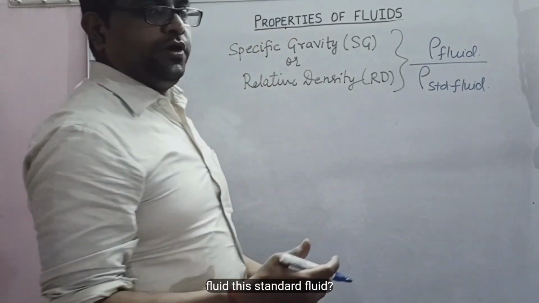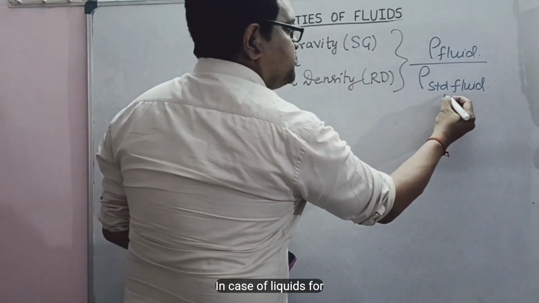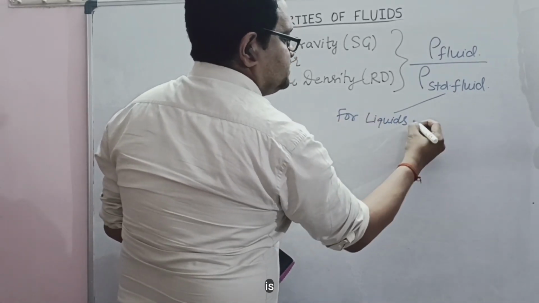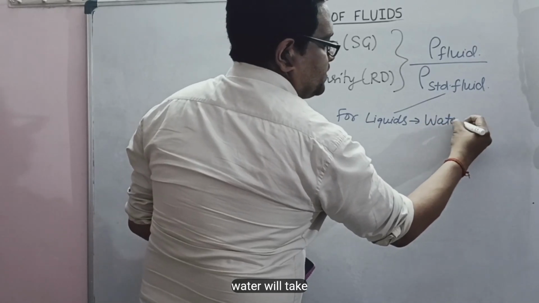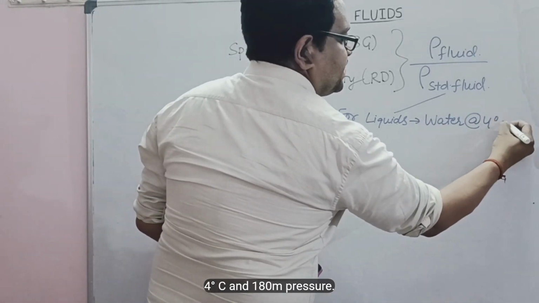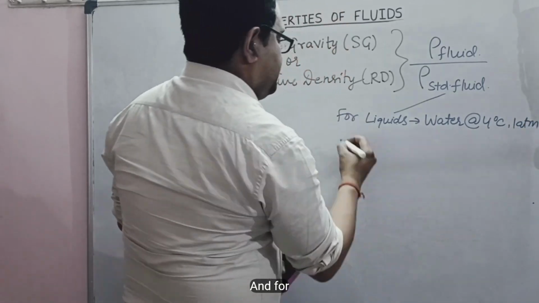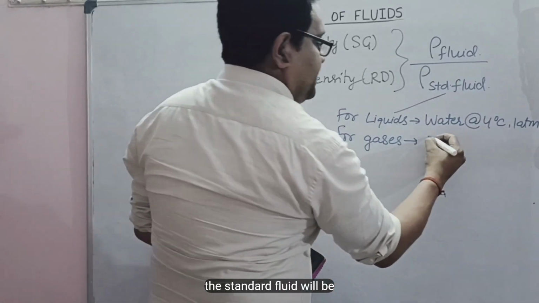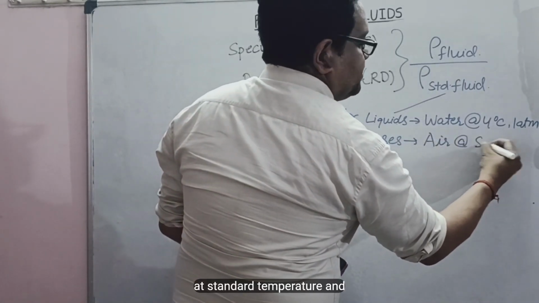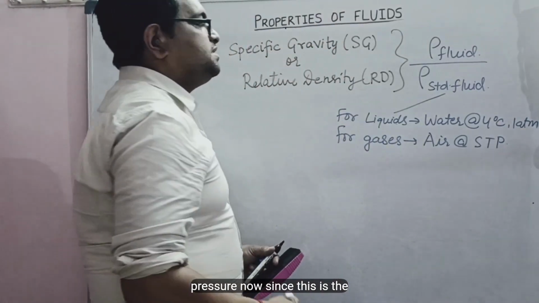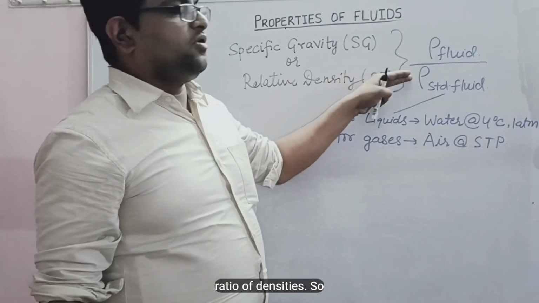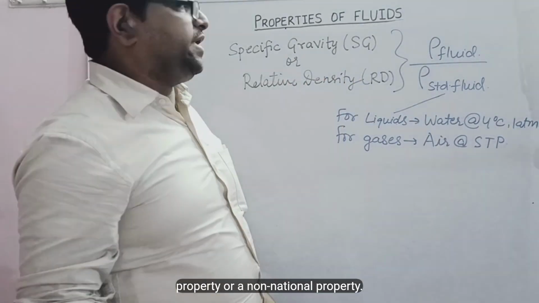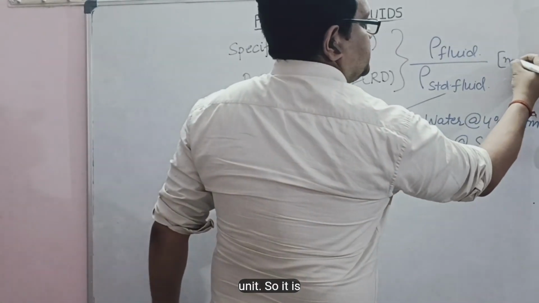So what is this standard fluid? In case of liquids, the standard fluid is water. We'll take the density of water at 4 degrees Celsius and 1 atm pressure. And for gases, the standard fluid will be air at standard temperature and pressure. Now, since this is the ratio of densities, obviously this is a unitless property or a non-dimensional property, so there is no unit.